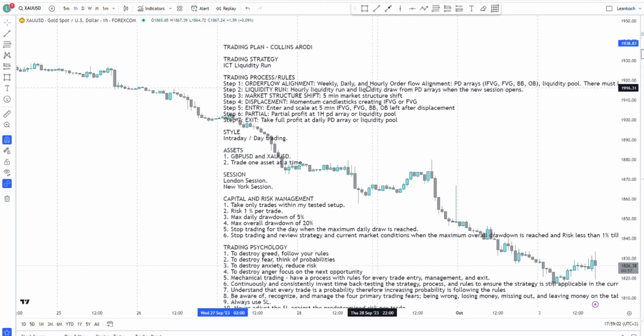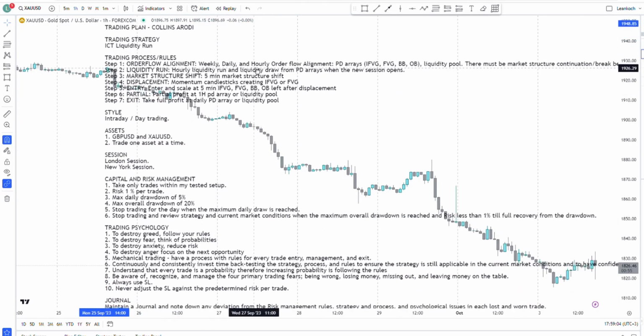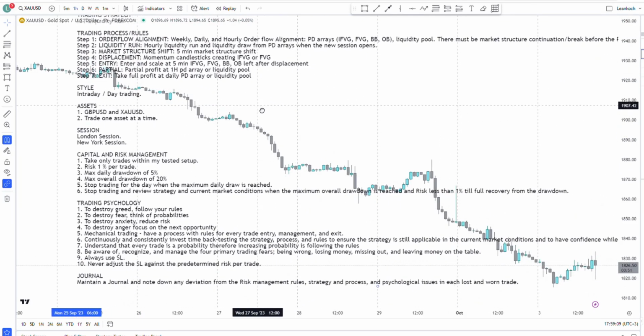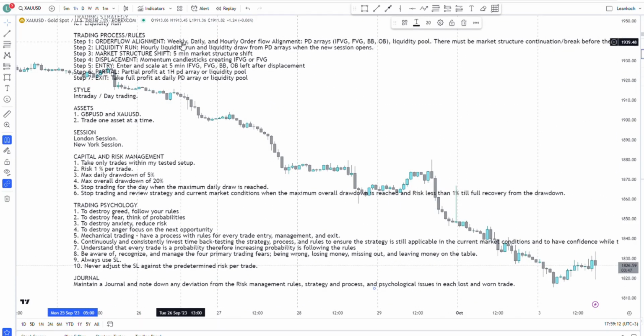So the first thing before I take any trade is I want the weekly, daily and hourly time frames to be aligned. So this means that I will do top-down analysis starting from weekly down to daily, then hourly. The first thing is looking at PD arrays, that is fair value gaps, inverted fair value gaps, liquidity pools, breaker blocks and order blocks.